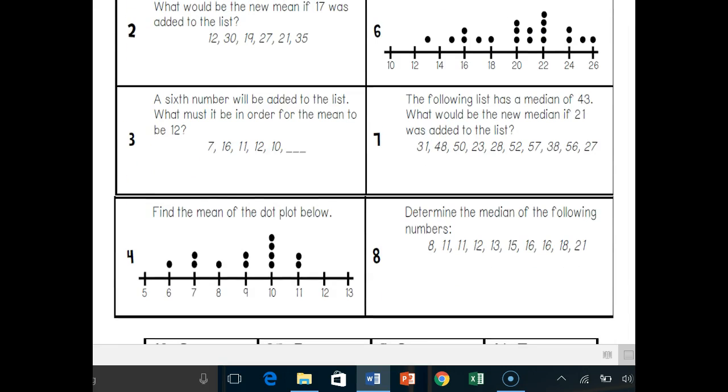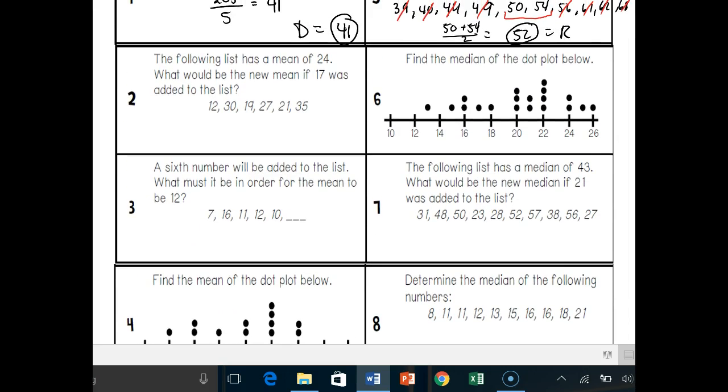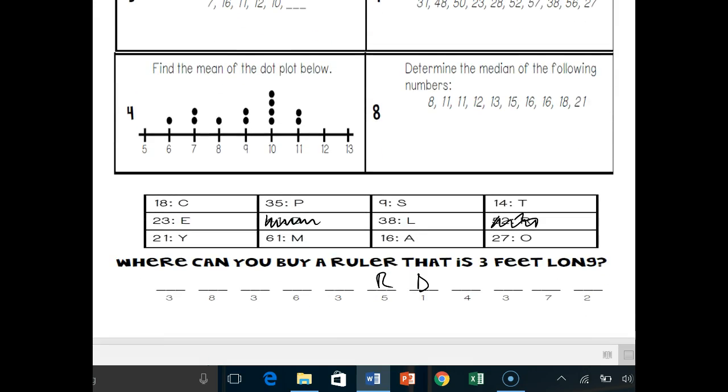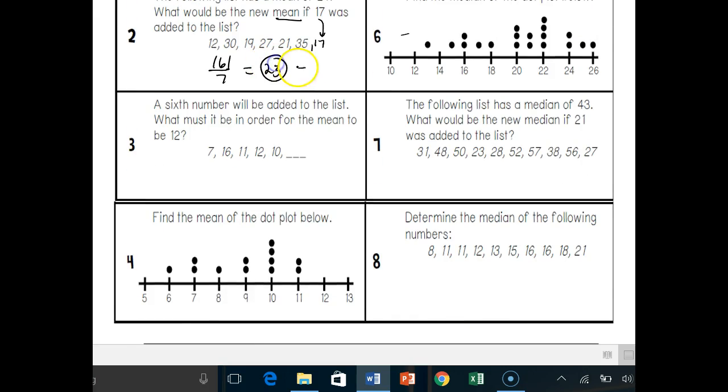Let me do number 2 for you as well. It says, the following list has a mean of 24. What would the new mean be if 17 was added? So just plop 17 in there and find the new mean, right? So mean, add them all up, I get 161. I divide by 7, and I get my answer of 23. So I go down here, find 23, that's E, and wherever I see a 2, I will put an E, which is all the way here. So 23, the answer was equal to the letter E.